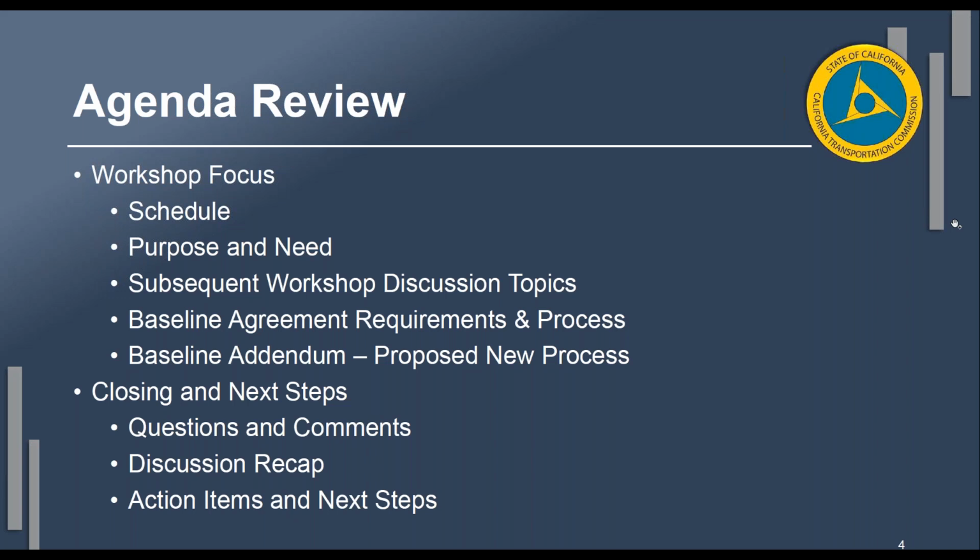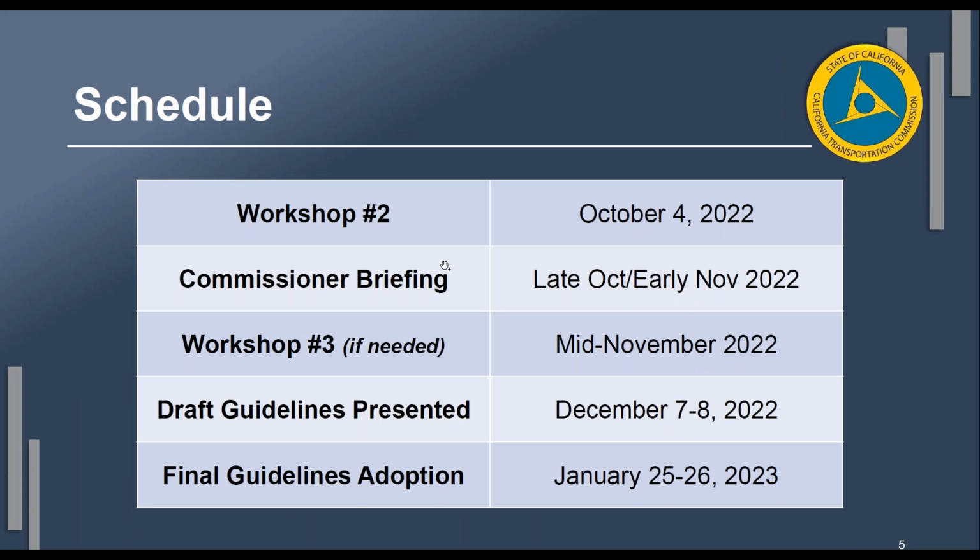Anyways, let's go ahead and jump into the agenda review. This basically shows you what our focus is for today, which is talking about the schedule, the purpose and need, subsequent workshops, baseline agreement requirements, and a proposed new process that we're thinking about. And then obviously we'll be wrapping up and closing with any action items or next steps for the following workshops. Next slide, please.